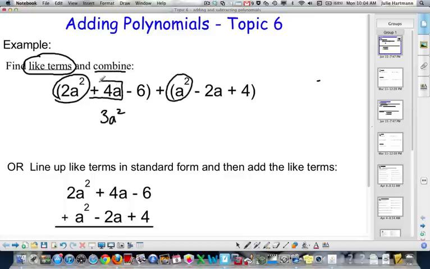You have plus 4a and then plus a negative 2a. 4a plus negative 2a is plus 2a. Negative 6 plus 4 is negative 2. That's all adding polynomials is.